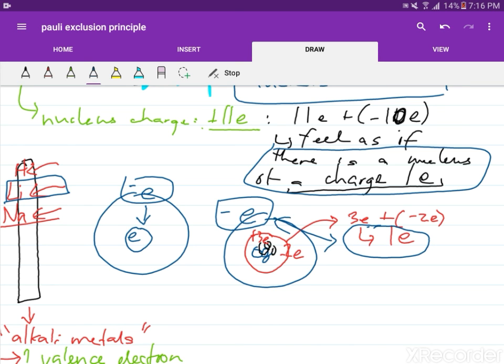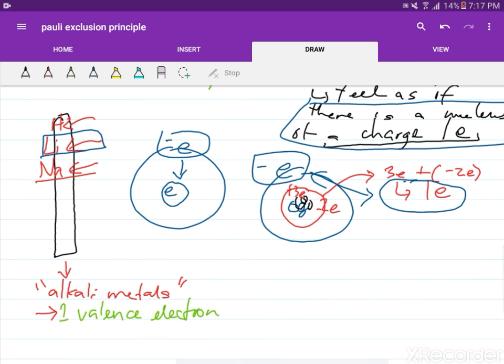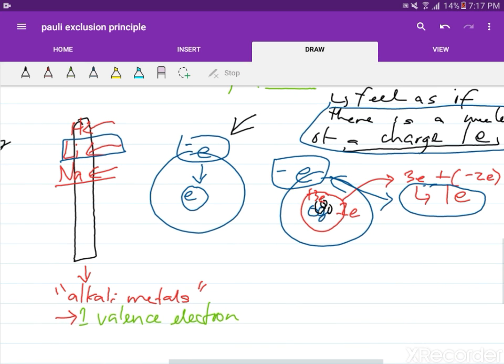So all the other elements in the alkali metals group will have the property of one valence electron that is experiencing a screened nuclear charge of 1e. That is why they have the same chemical properties even though they have different atomic numbers.